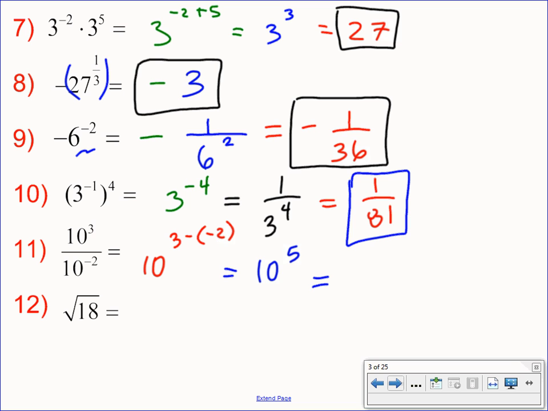And so I go to my half sheet, 10 to the 5th power. What did you get for that, Taylor? 100,000.